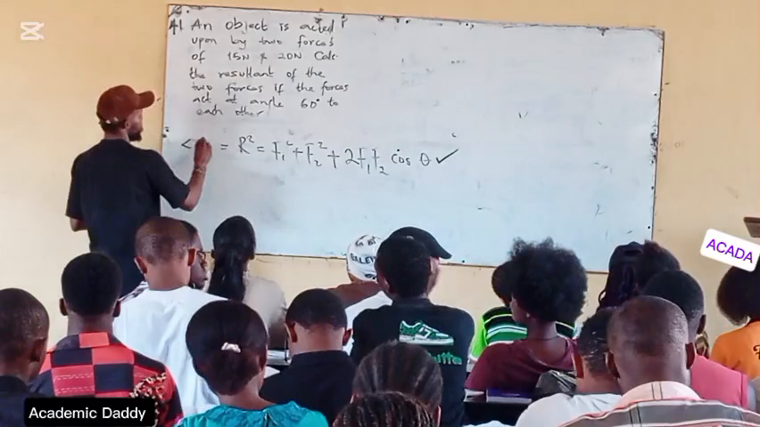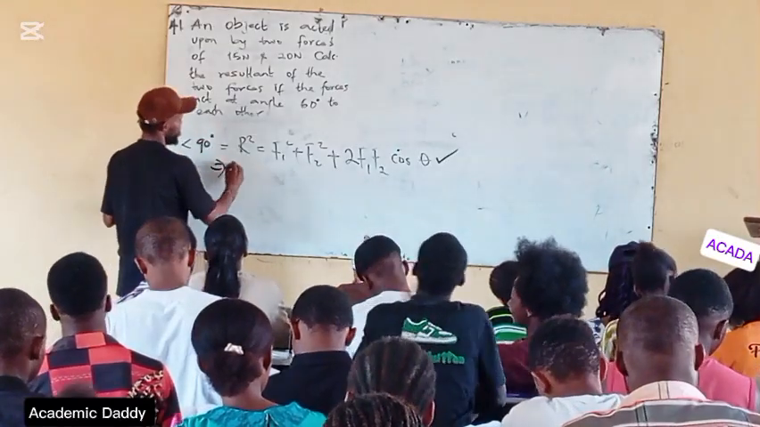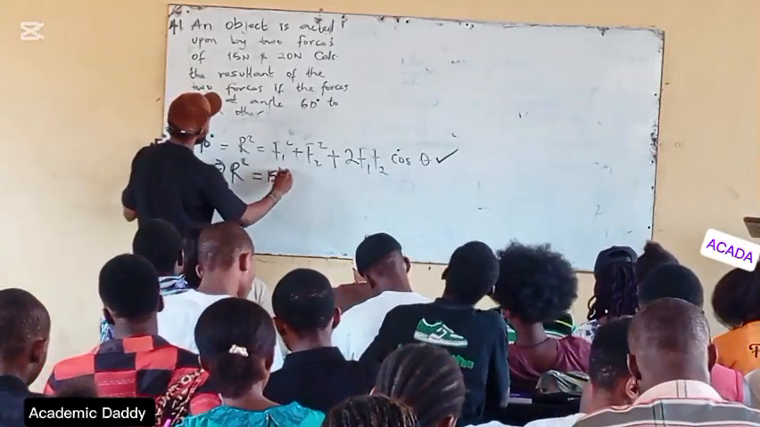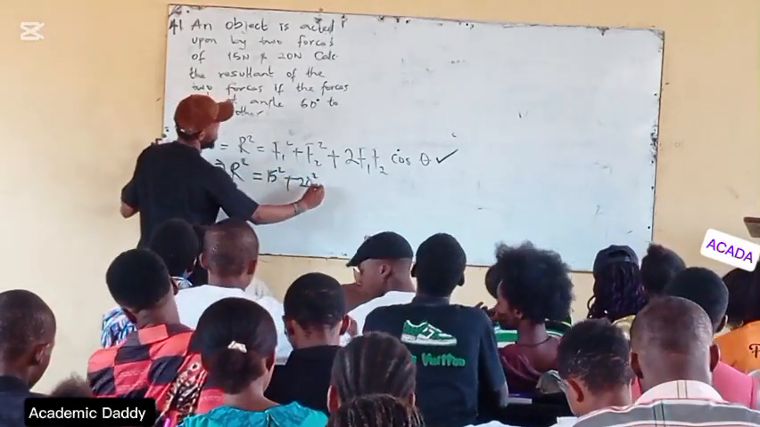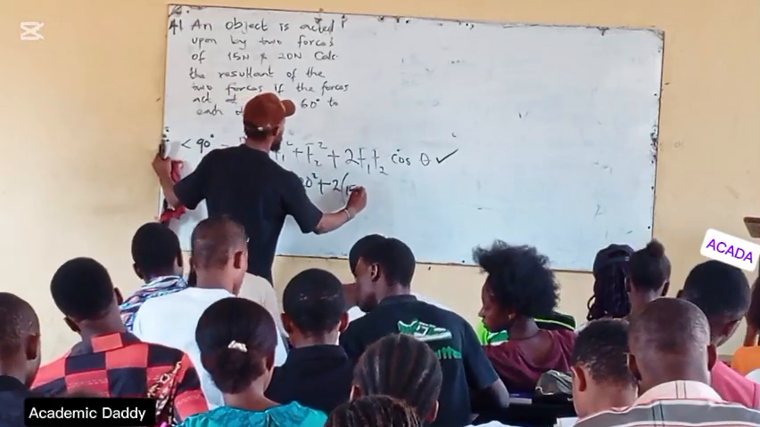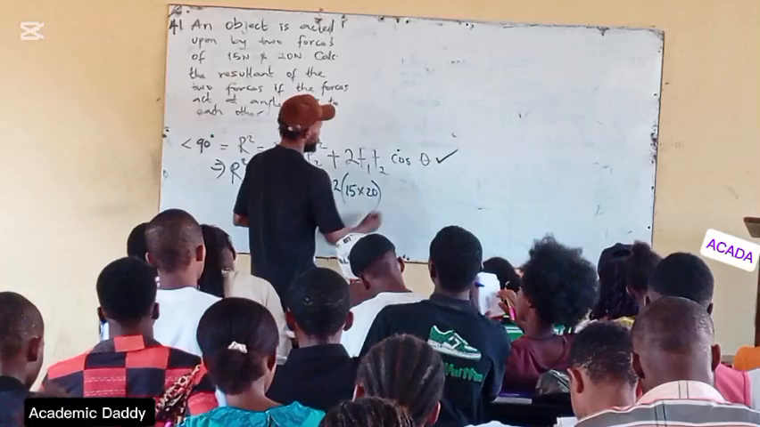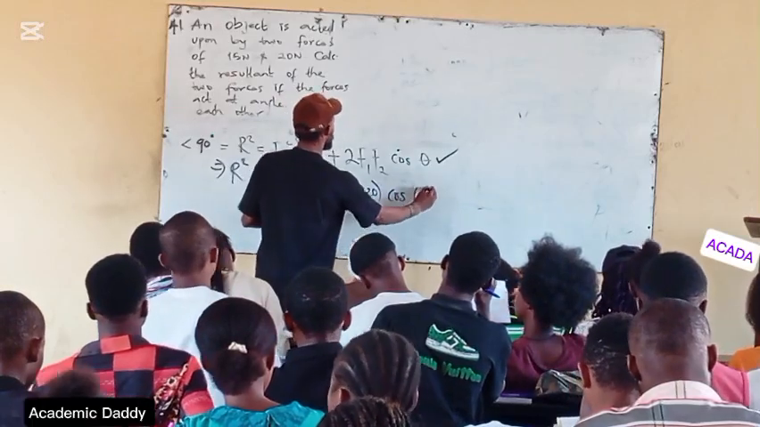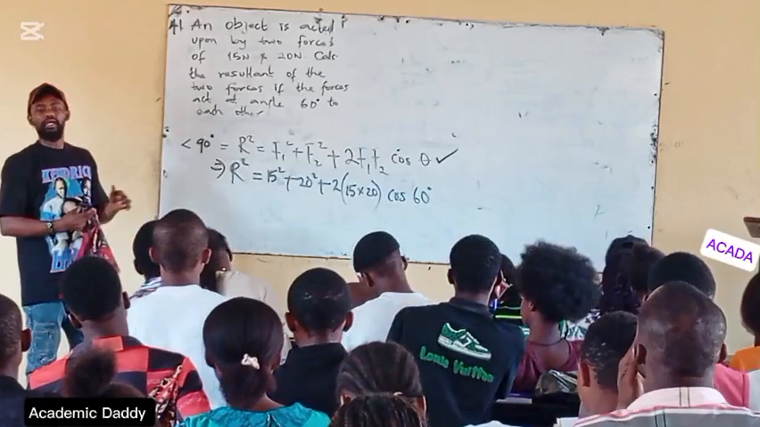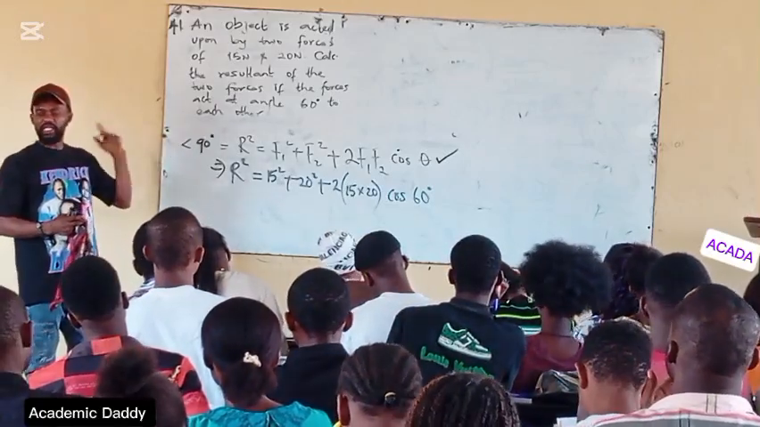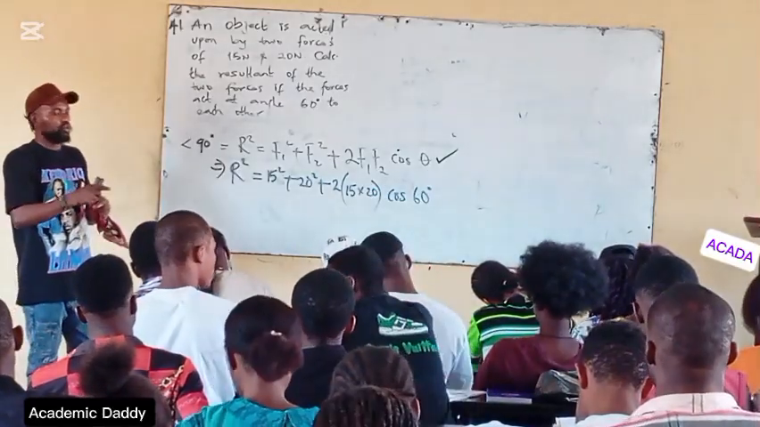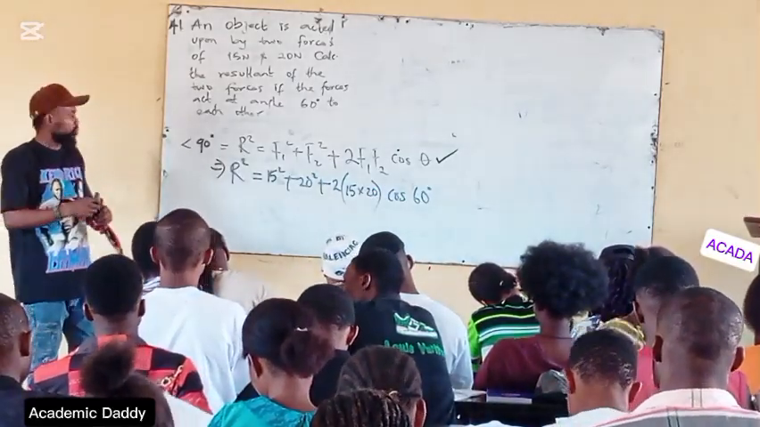So the goal is always, now see, we have R squared is equal to 15 squared plus 20 squared plus 2 times 15 times 20 times cos 60 degrees. The reason why we normally do this is that if you happen not to use it this way, at the end of the day, you might go wrong, because those signs will make you subtract when you're supposed to add, or add when you're supposed to subtract.